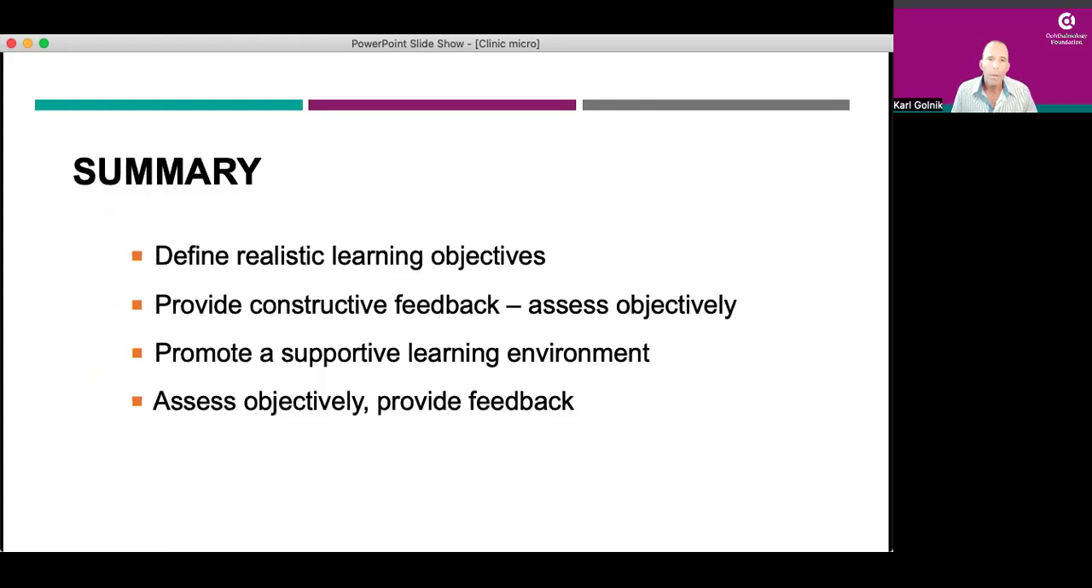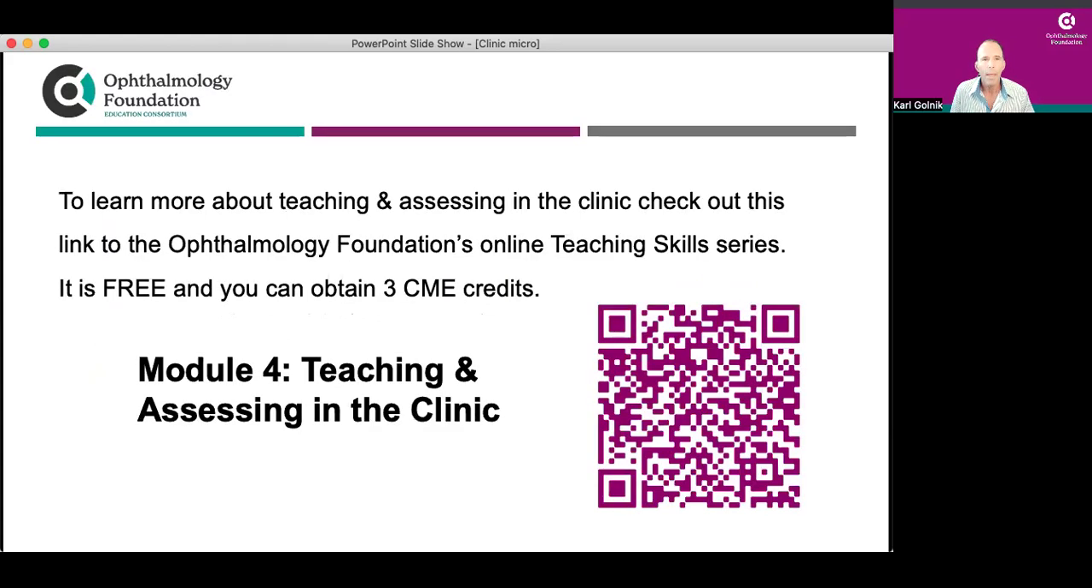So in summary, you want to define some learning objectives at the beginning. You want to provide constructive feedback, and that means assess objectively, promote a supportive learning environment, and I repeat, assess objectively, provide that good formative feedback that will help your student become a better history taker and examiner in the clinic. To learn more about this, you can look at our Teaching and Assessing in the Clinic Module 4 of our Teaching Skills series.